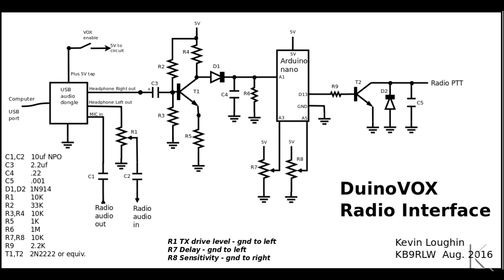Now, below the Arduino, you see R7 and R8. Those are our two adjustments. We have a delay adjustment, R7, and a sensitivity adjustment, R8. Those just vary a voltage to two more of the analog pins on the Arduino, and then the software does the rest. Of note, and I put it there on the schematic, turning the control to the left would be ground for the delay. Turning the control to the right would be ground for sensitivity.